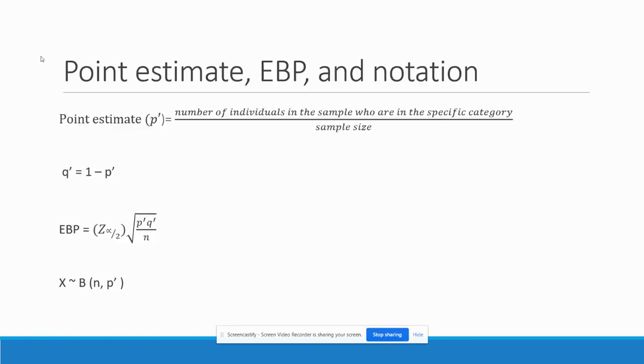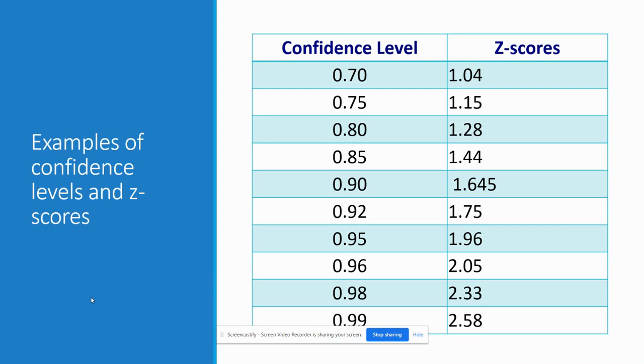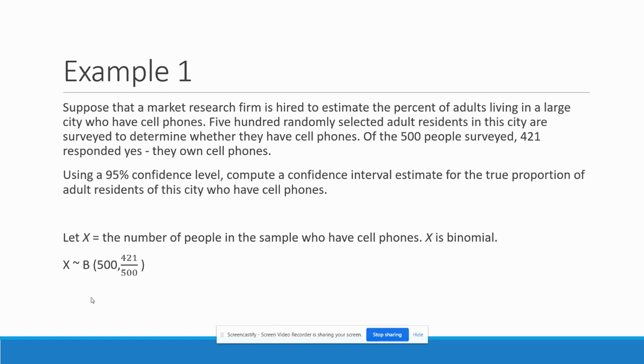So here's the point estimate. Here's the Q. Here's the EBM, which is the error bound of the proportion. And then here is the way that we write it. And I'll come back to this. So, okay, again, here's an example of the confidence intervals and the Z-scores. The wonderful thing is we don't have to do this by hand. Minitab does it for us. And one reason we're using the Z-score is the rule is binomials keep going up and up and up. They start to get that pretty normal distribution curve.